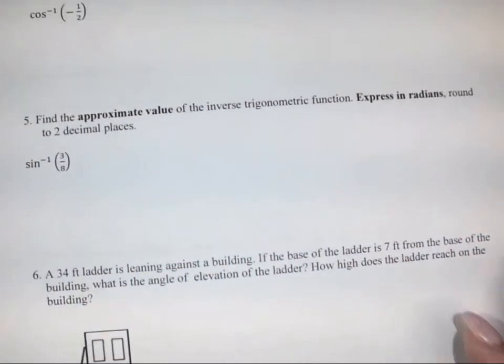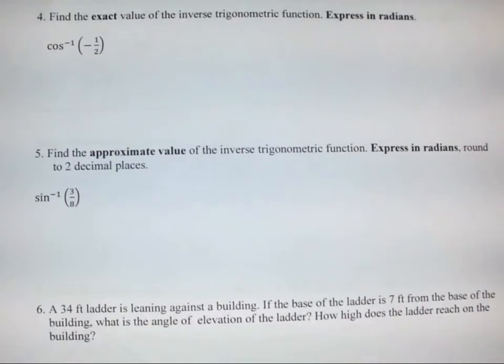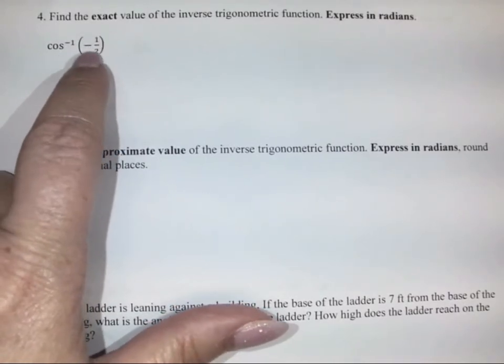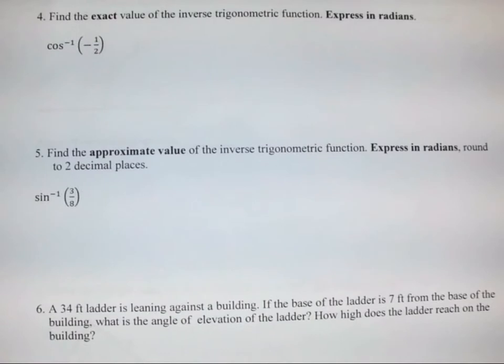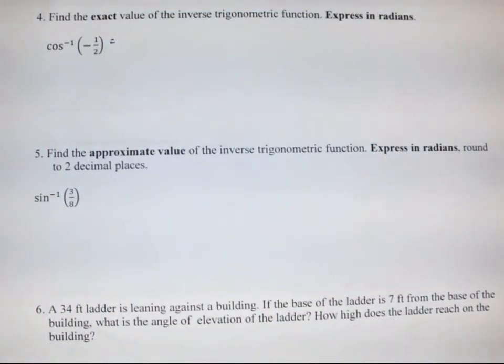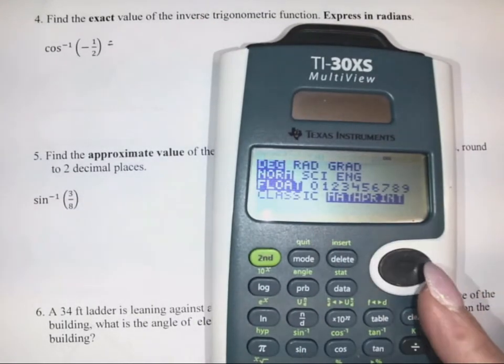All right, our next value that we need to find is the exact value of an inverse trig function expressed in radians. So you can find this one by using your calculator, and you can also think about it through your unit circle. So if the cosine inverse value is equal to negative 1/2, what is the angle? That's what you're looking for. So if you're using your calculator, you're going to have to be in radians, so don't forget to change your mode to radians.